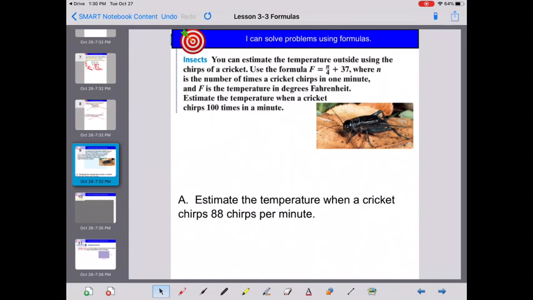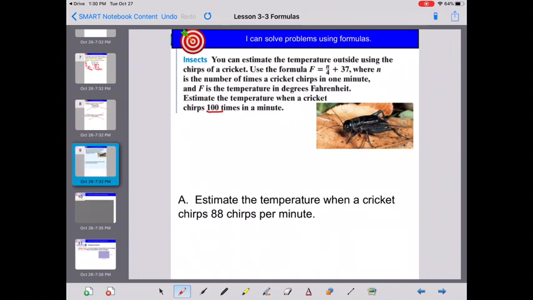All right, here's another one. You can estimate the temperature outside by using the chirps of a cricket. Use the formula F equals N divided by 4 plus 37, where N is the number of cricket chirps in 1 minute, and F is the temperature in degrees Fahrenheit. Estimate the temperature when a cricket chirps 100 times in a minute.